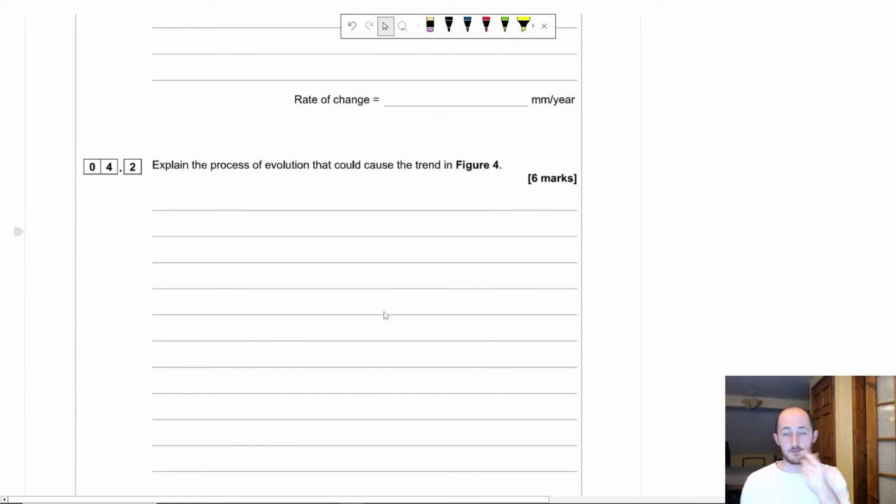Part B, or part 2: explain the process of evolution that could cause this trend. Okay, and we need to relate it to the bird feeder at the beginning. So again, just like in our previous part, we're going to have 6 bullet points. But the process of evolution is very, very specific.